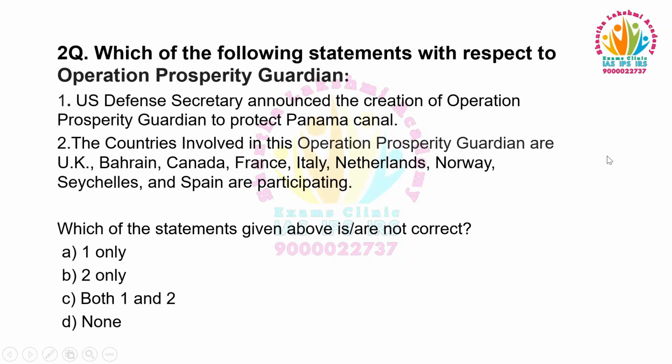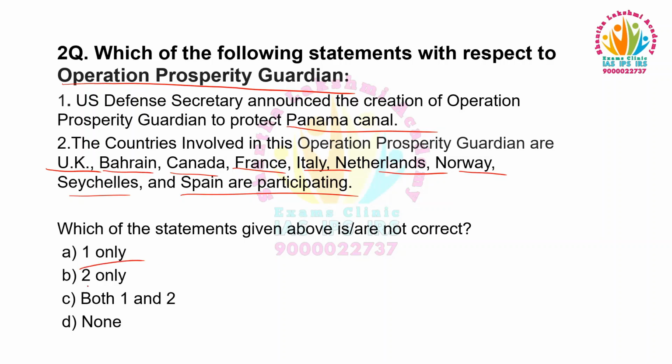Moving to the next question. Consider the following statements with respect to Operation Prosperity Guardian. One: The US Defense Secretary announced the creation of Operation Prosperity Guardian to protect the Panama Canal. Two: The countries involved in Operation Prosperity Guardian are the UK, Bahrain, Canada, France, Italy, Netherlands, Norway, Seychelles, and Spain. Which of the statements given above are not correct? One only, two only, both one and two, none.